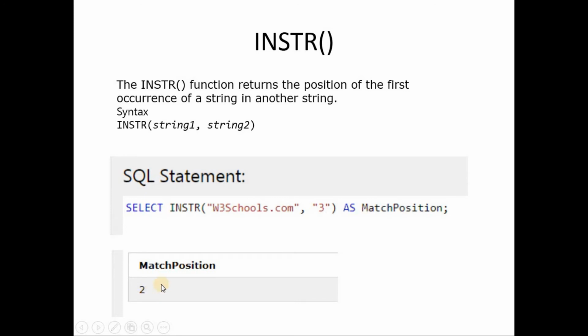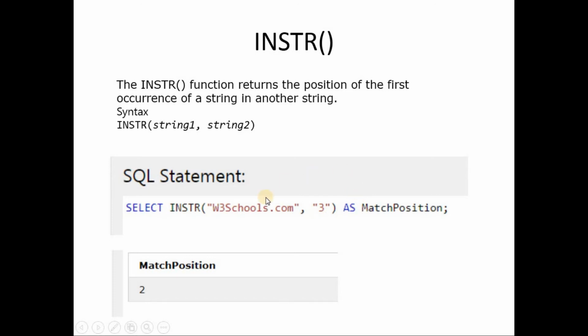Clear? If you give C here, what will the output be? If you give C, then it will count 1 2 3 4, that means 4 will come here. So it will return the position of one string's occurrence in another string.